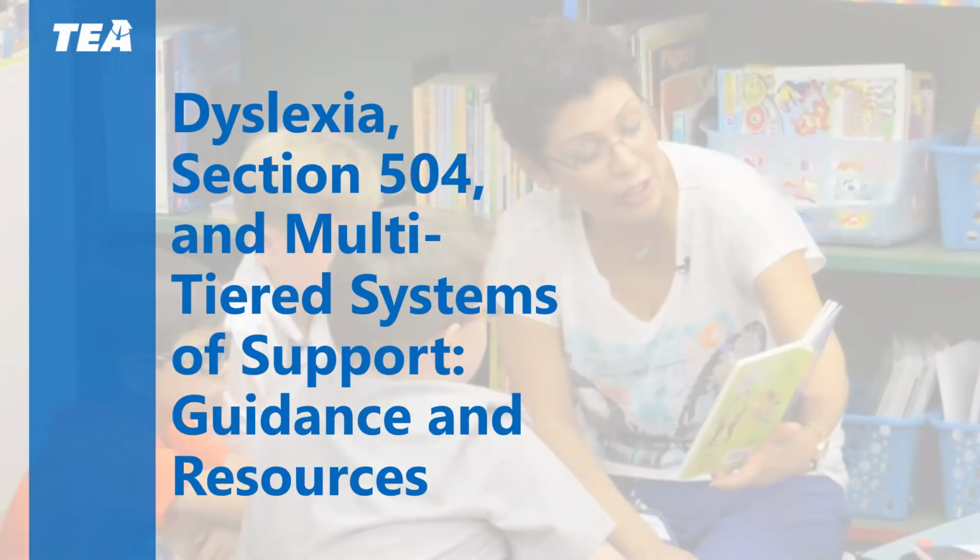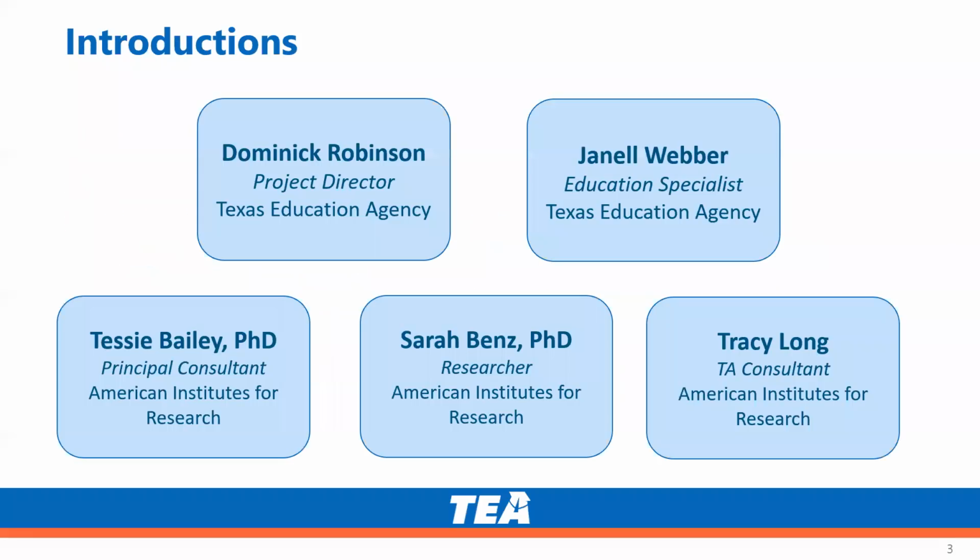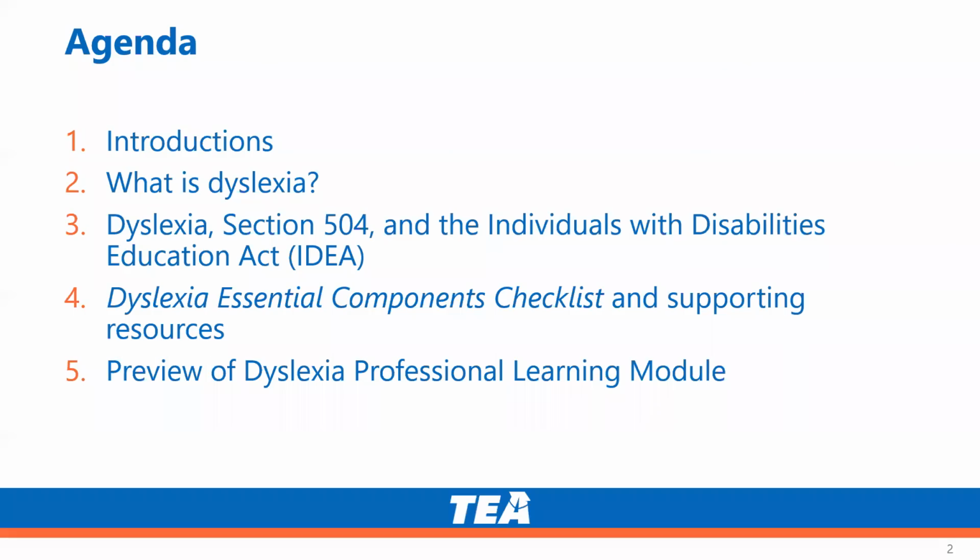On the agenda for today, we will start with brief introductions, and we'll briefly discuss what dyslexia is by reviewing how it is defined in the Texas Dyslexia Handbook, look at common characteristics and other related disorders. Next, we will examine how dyslexia, Section 504, and IDEA intersect in supporting students with dyslexia in a multi-tiered system of support. We'll then share a new resource that has been developed called the Dyslexia Essential Components Checklist, along with important supporting resources. Finally, we have a brief preview of a forthcoming dyslexia professional learning course that will enhance the work you do with students with dyslexia.